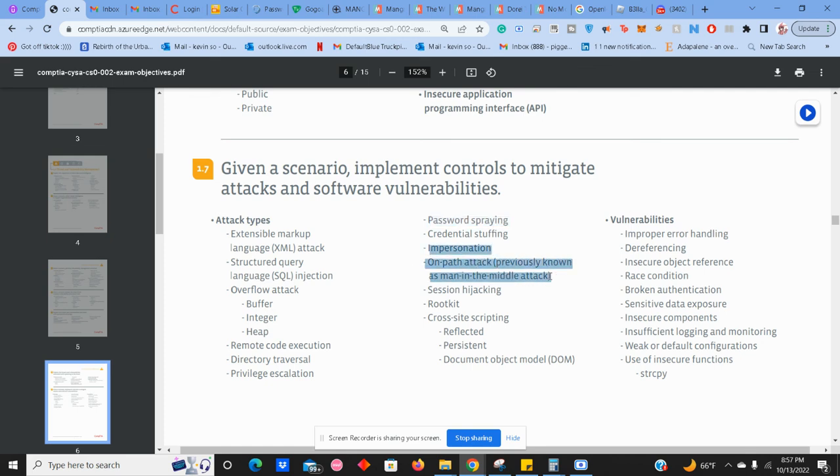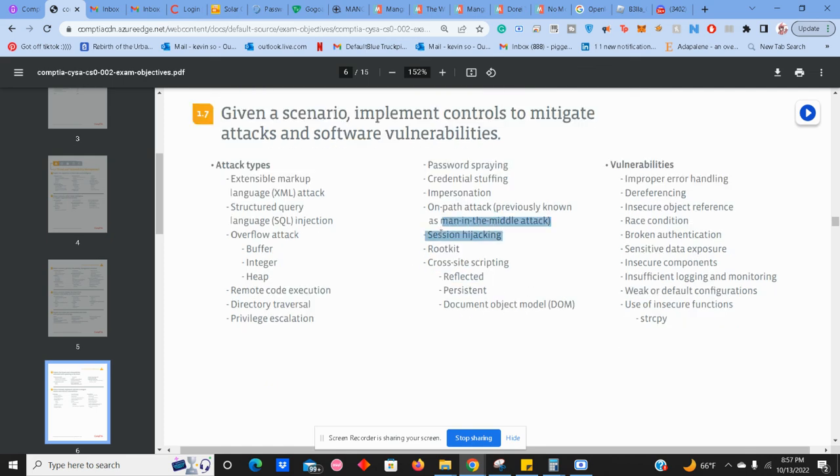On-path attack is man in the middle. We have session hijacking, where we insert ourselves in the middle. We have rootkit, usually an in-memory attack, attacking the kernel mainly. We have cross-site scripting, and there's reflected, where it's just to the client. Persistent is to everyone who visits that site, and the third, I don't know what that was.